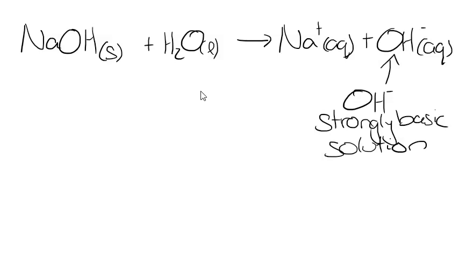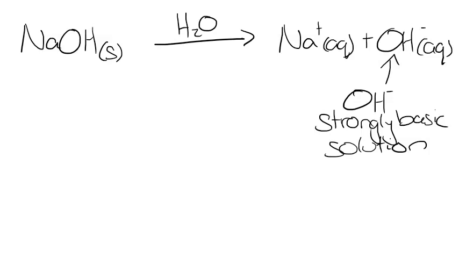So probably a better way of writing this actually is, because water is not really involved in the reaction, that we would just draw an arrow and have H2O on the top. So slightly different to strong bases that actually react with the water. This is just the base dissociating fully in the solution, and then it's because of these hydroxide ions in the solution that the solution becomes strongly basic.